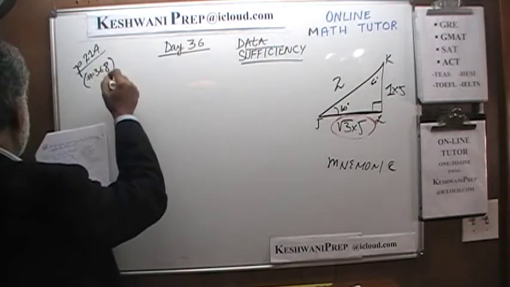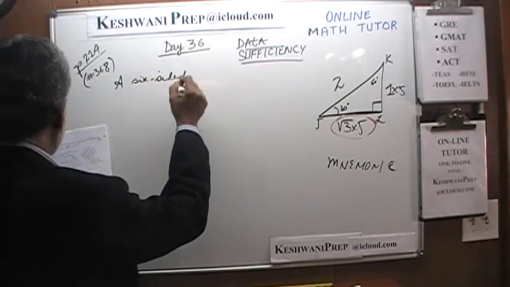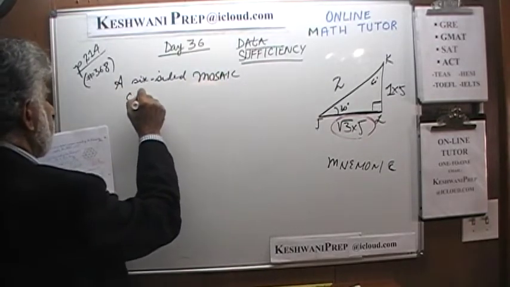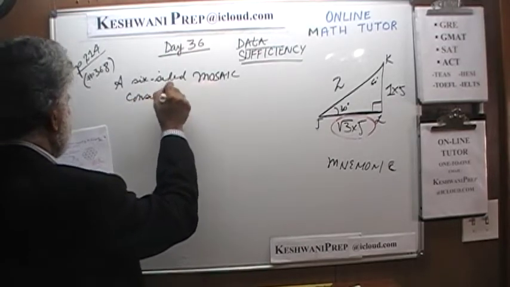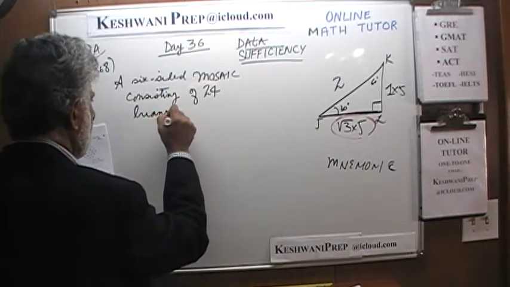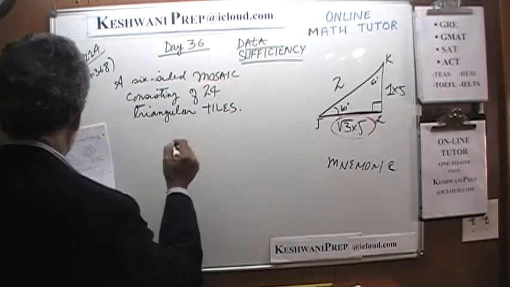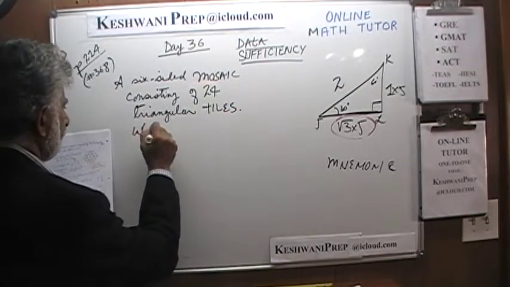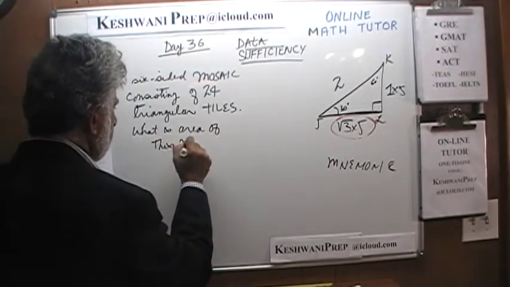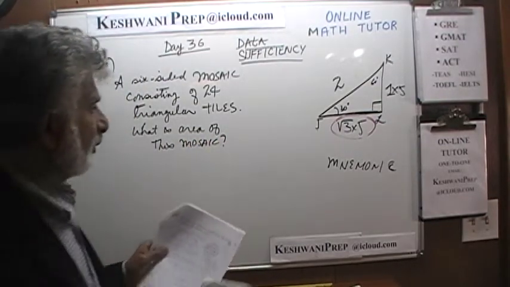368 says that we have a six-sided mosaic consisting of 24 triangular tiles. The question simply is, what is the area of this mosaic? What is the area of this mosaic? So let's first draw the picture that they give us.